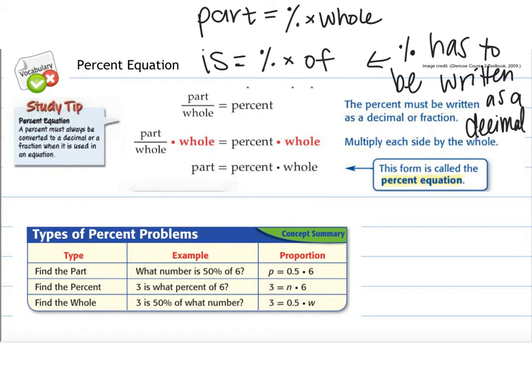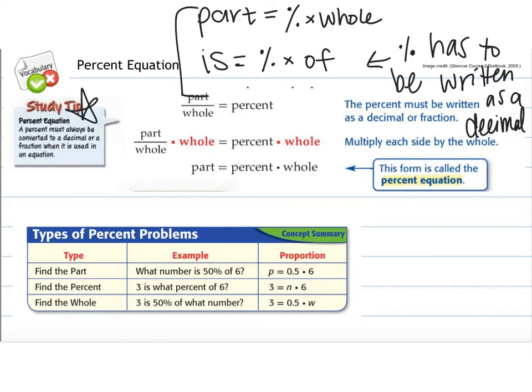When we were using the percent proportion, if it was 35%, we just plugged it in as 35. However, with the equation, we would need to turn that 35% into a decimal instead, which is what it's saying here in this study tip, that it must be converted to a decimal or a percent when it's used. Okay, so make sure you've got those written down in your notebook. What they have here is just a different way to show that, but I think what I wrote down will make the most sense for you.